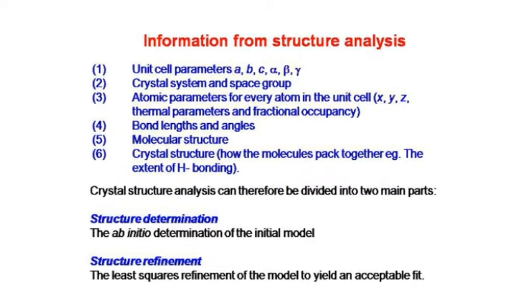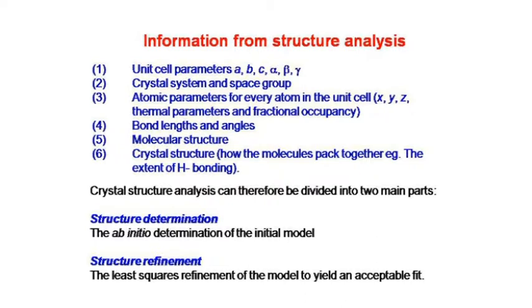So what information do we get from the structural analysis? We get the unit cell parameters. We get the crystal system and space group. We get the atomic parameters for every atom in the cell. So X, Y, and Z, they're fractional coordinates. Their thermal parameters, how much they're vibrating, and their fractional occupancy. That's important, for example, in the case of disorder.